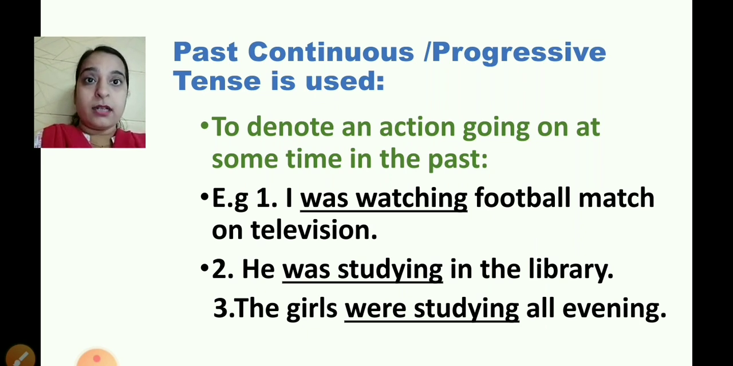For example, I was watching football match on television. So was, and you have to add ing to the verb. I was watching football match on television. He was studying in the library. So it is denoting an action going on at some time in the past. Remember that. So he was studying. The girls were studying all evening. Now children, girls, it's plural, right? So we have to use were. The girls were studying all evening.